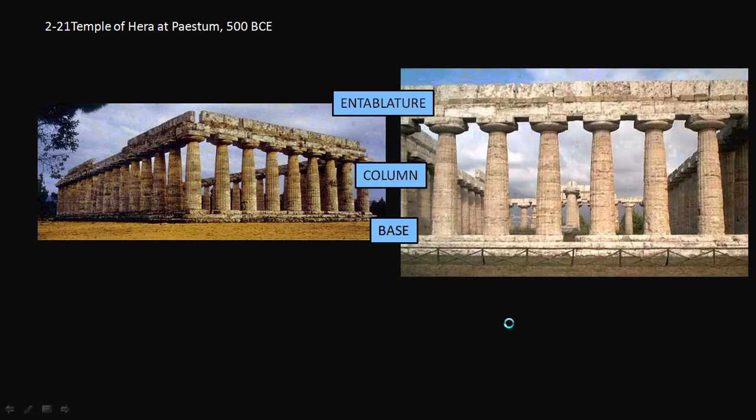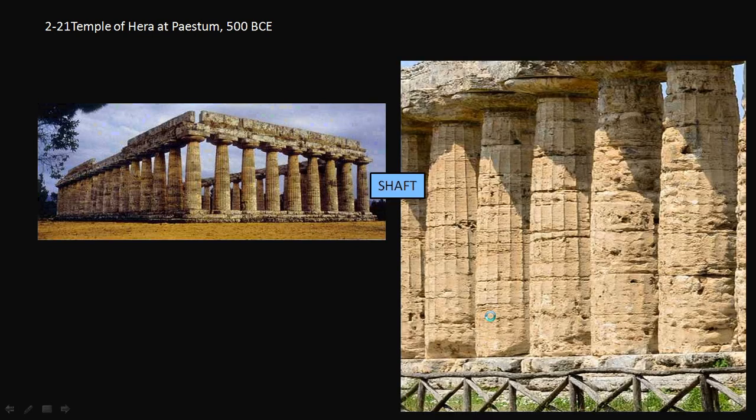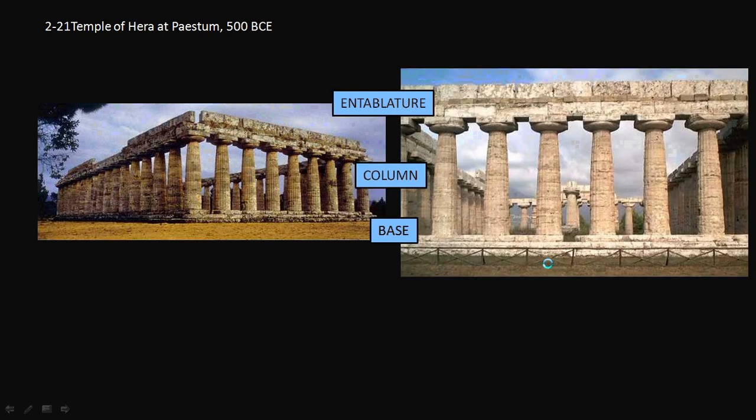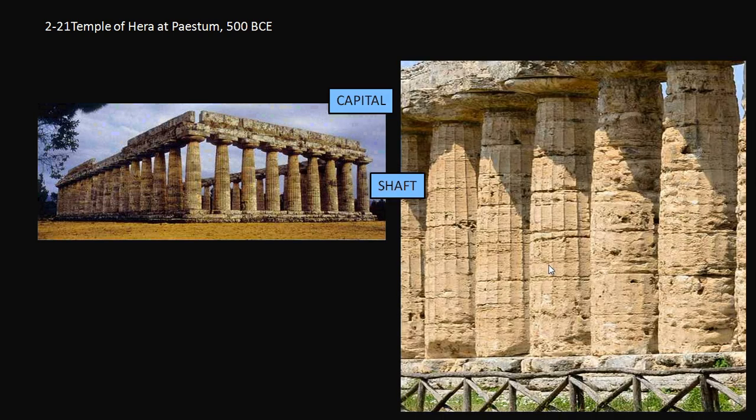The base has three steps that you can see here. The column has a shaft, a fluted shaft, as well as a capital up above. And the capital is made of two different parts. There's the square tablet area and the pad underneath it. These are called the echinus, that swelling pad, and the abacus, the tablet on top of it. So it's a three-part column as well.